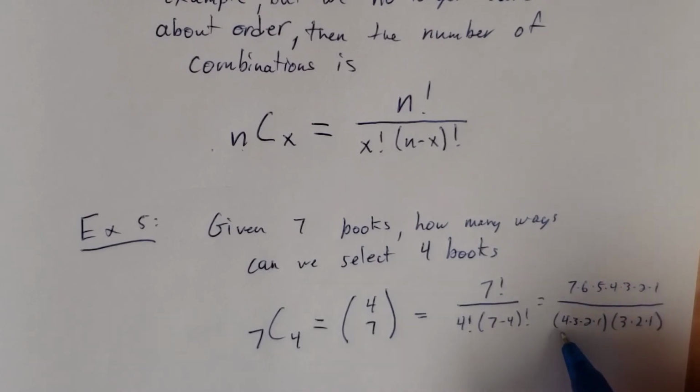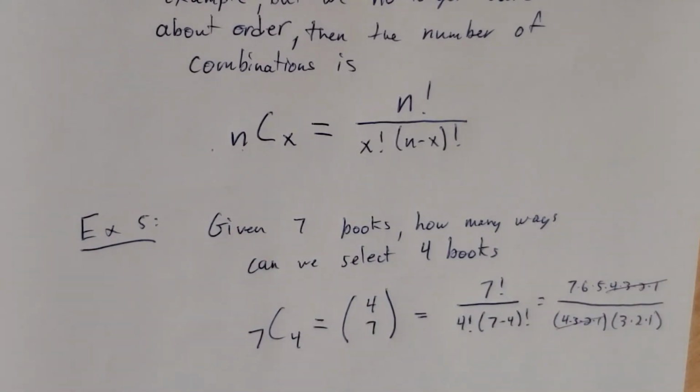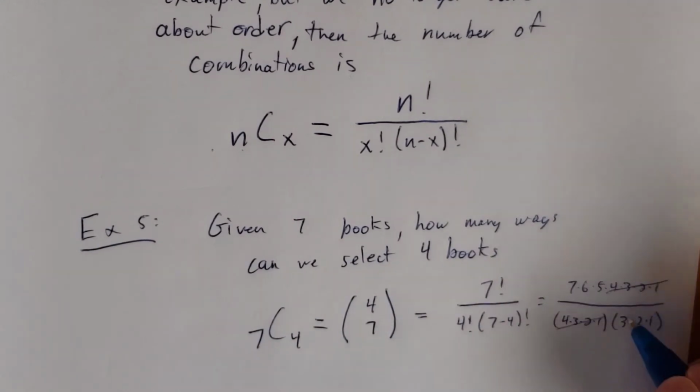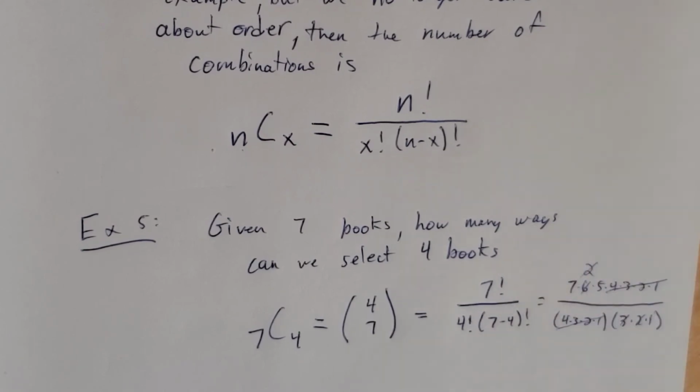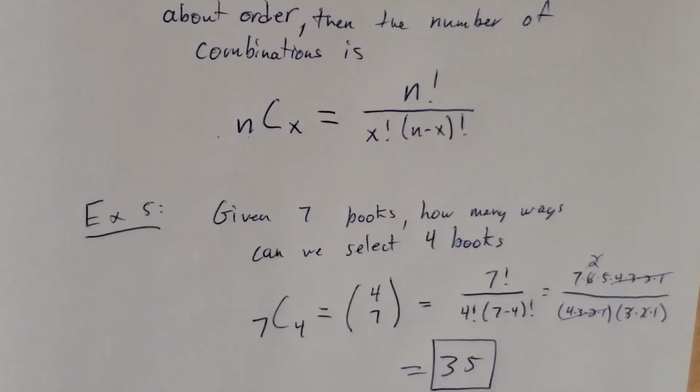And so 4 factorial can cancel with this 4 times 3 times 2 times 1. All right, 6 over 3 reduces to 2 over 1. And then the 2's cancel. So this is really just 7 times 5 here. Or in other words, 35 different ways to choose 4 books out of 7 books.